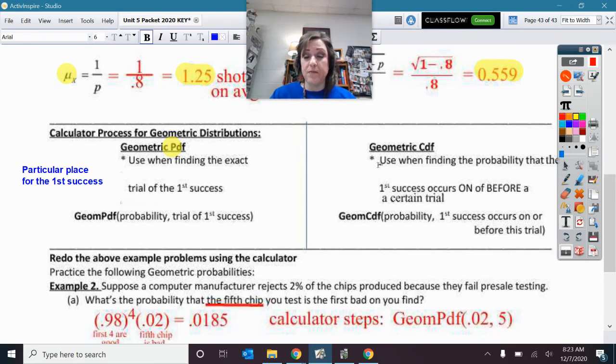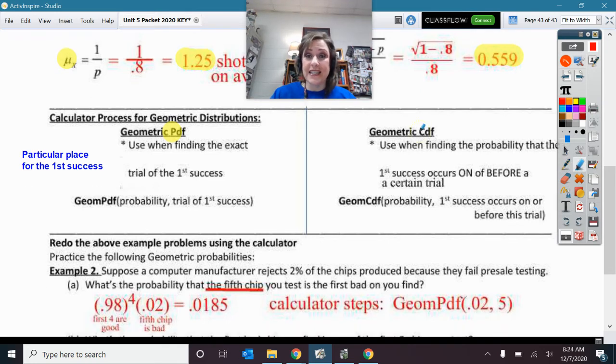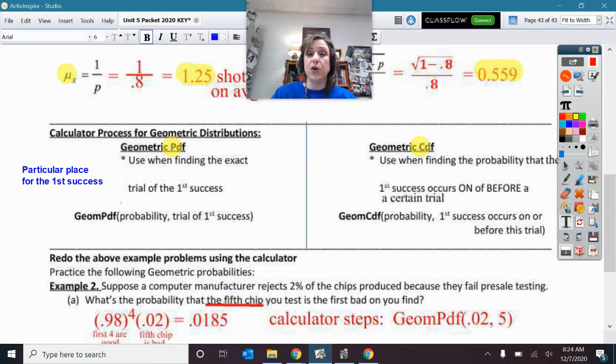So let's take a look at that. Geometric CDF. Of course, C stands for cumulative, okay? So we are going to have a cumulative probability. And furthermore, if you have the older operating systems, it always accumulates from the bottom, okay?